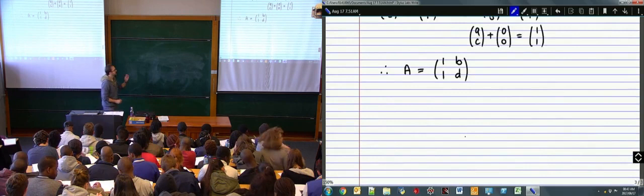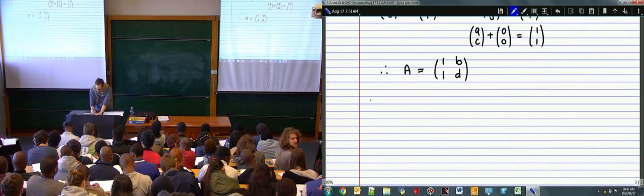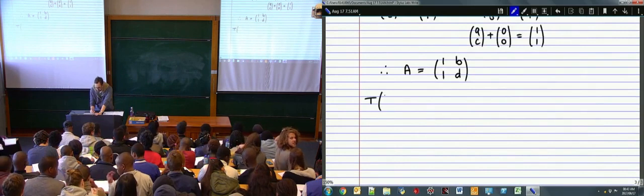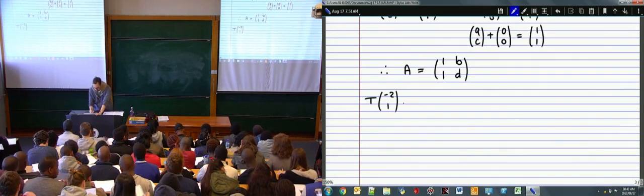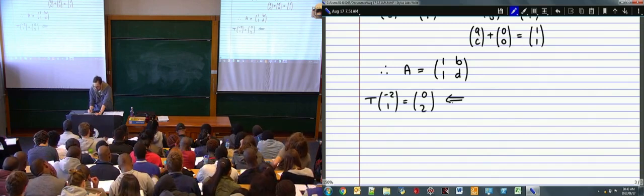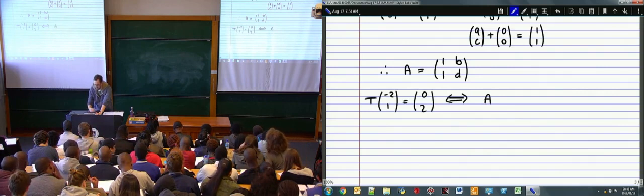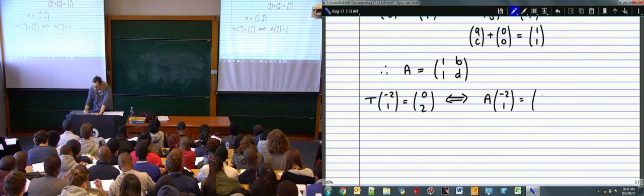Okay, so I'm going to very quickly just finish this off. You could write down something like this. You'd say, well, T, the transformation of this vector minus 2, 1 is equal to 0, 2. And that is obviously completely equivalent to saying that the matrix A multiplied by minus 2, 1 is equal to 0, 2.